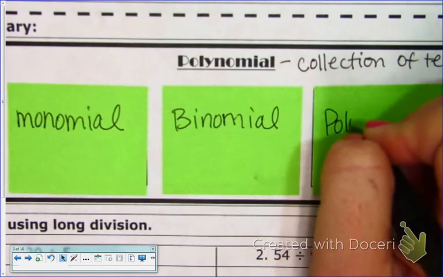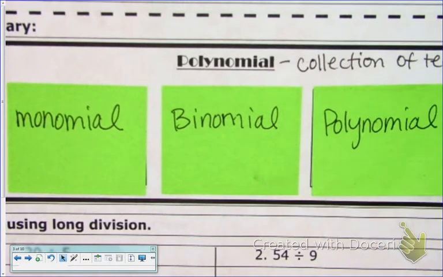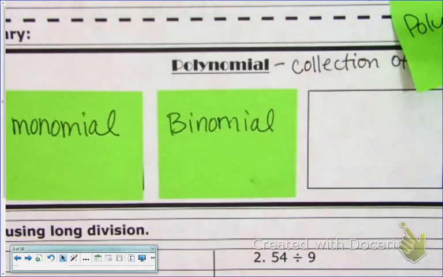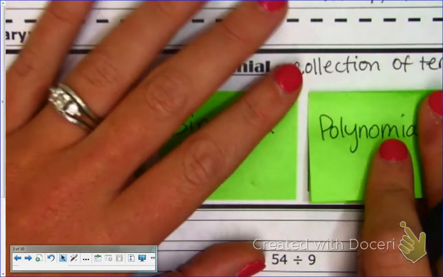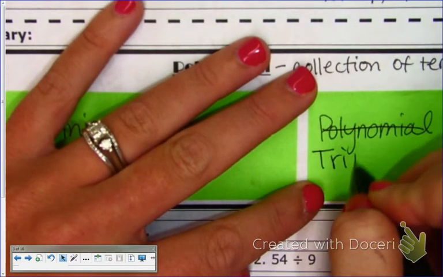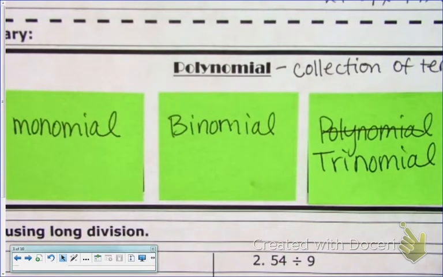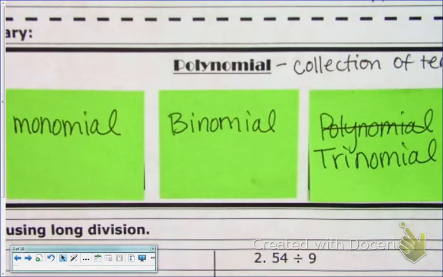And polynomial. Ah, don't write polynomial. Okay, if you wrote with a pen, sorry, I was thinking about polynomials. I need to write trinomial. Trinomial. So monomial, binomial, and trinomial. I'm sorry, guys. That's my fault. So polynomial is a collection of terms.